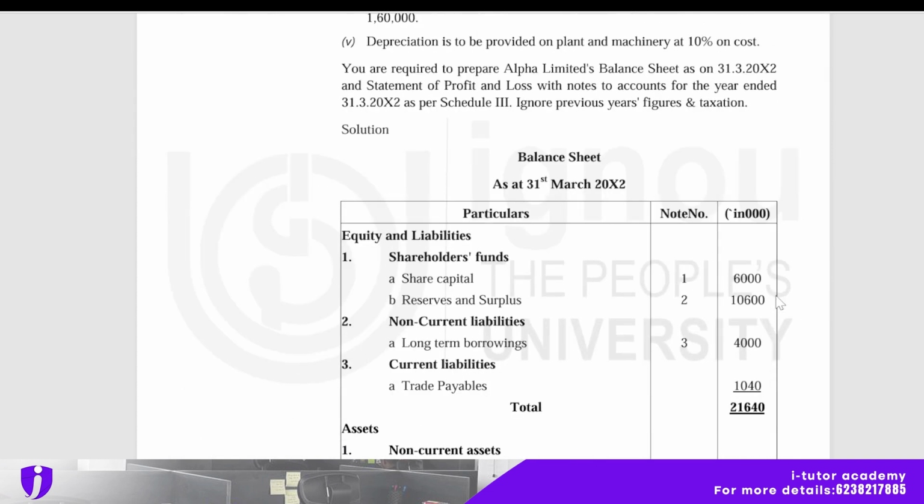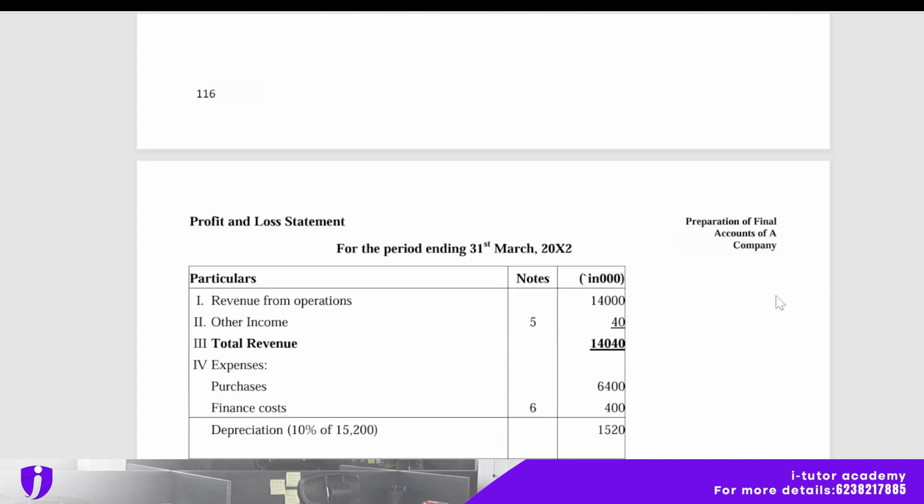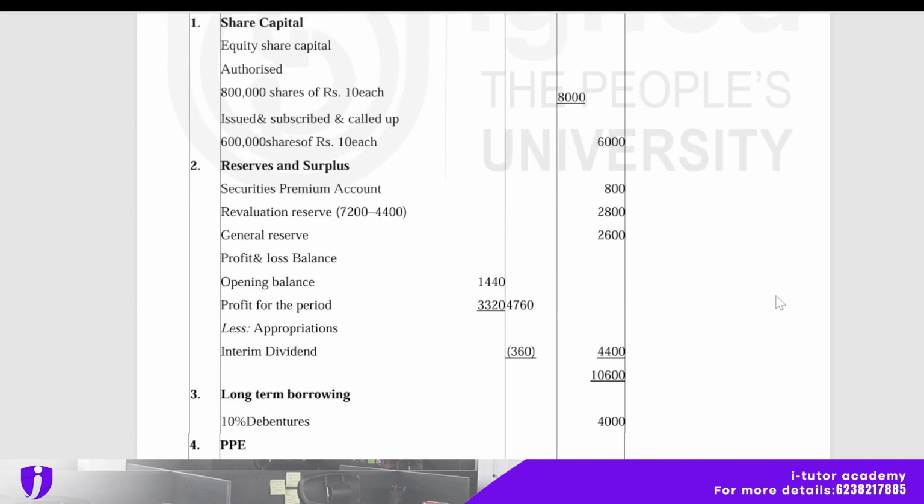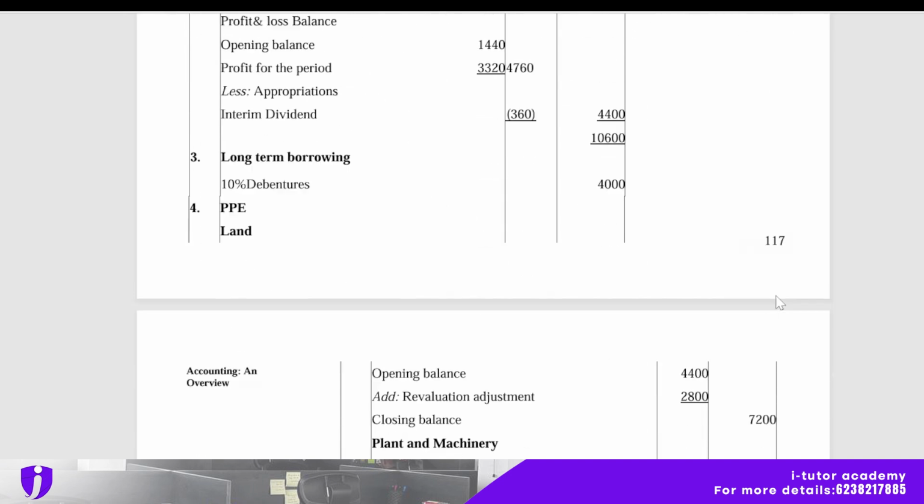And a balance sheet example is also here. A profit and loss example is there too, and you just try to understand from these tables, and it will be easier for your preparation.